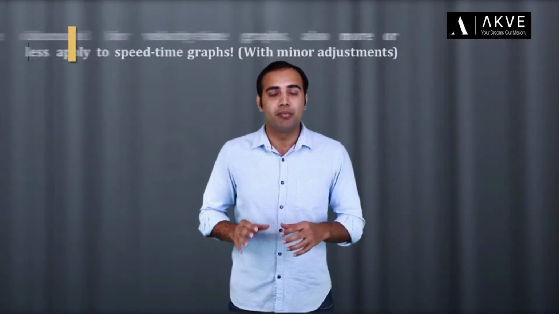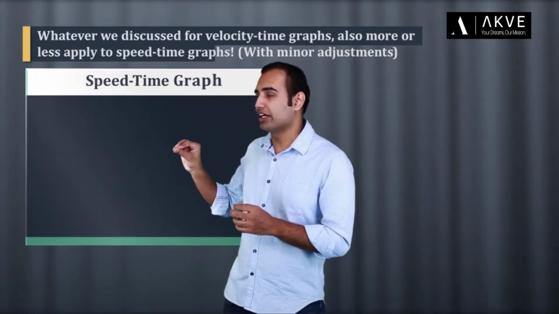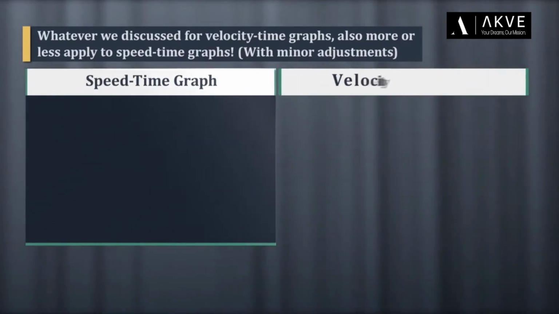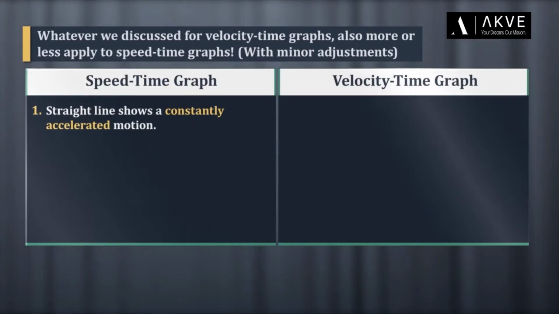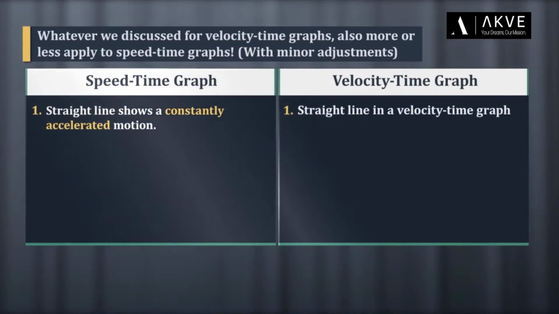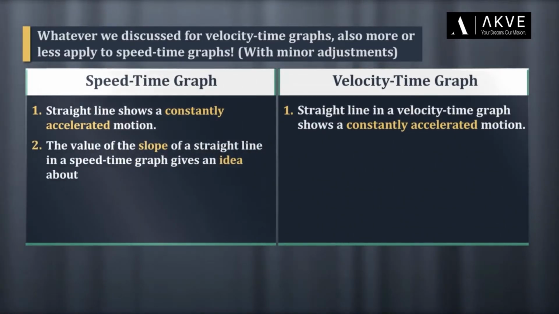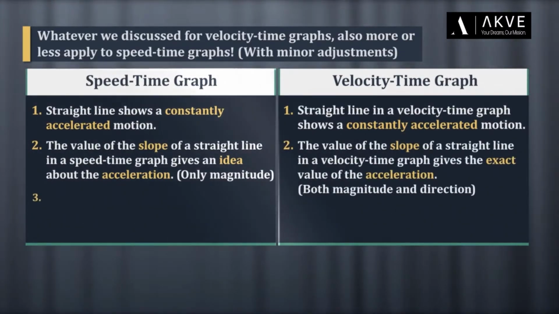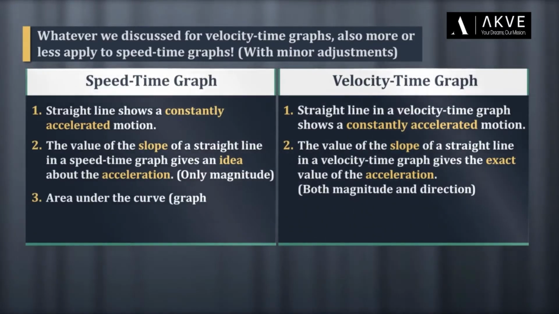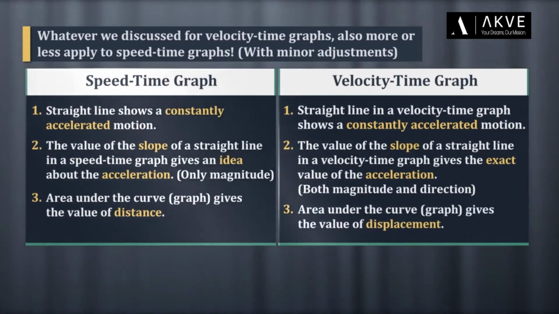Great. So with that, we are done with the velocity time graphs, guys. But whatever we discussed for velocity time graphs also more or less apply to speed time graphs with minor adjustments. For example, a straight line in a speed time graph also shows a constantly accelerated motion, just like it does in a velocity time graph. Similarly, the slope of that straight line in a speed time graph can give us an idea about the acceleration of the object, just like it does in a velocity time graph. However, the area under the curve in a speed time graph gives us the value of distance, which in a velocity time graph was displacement.